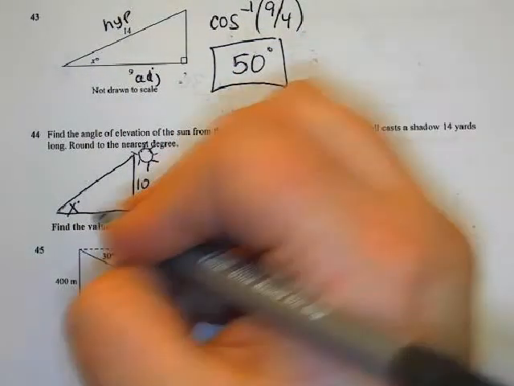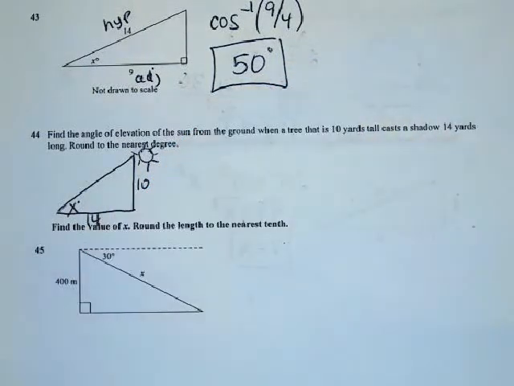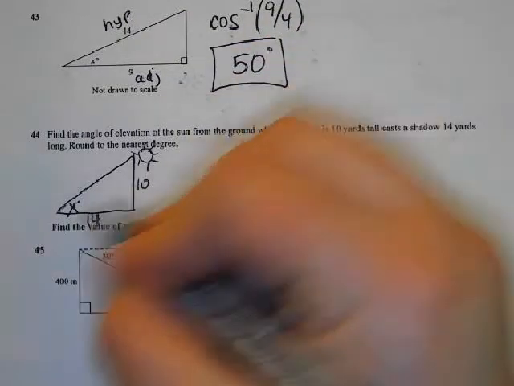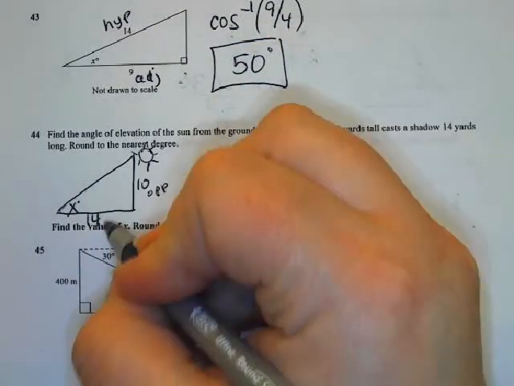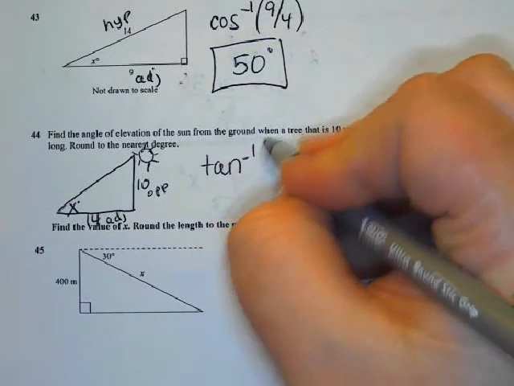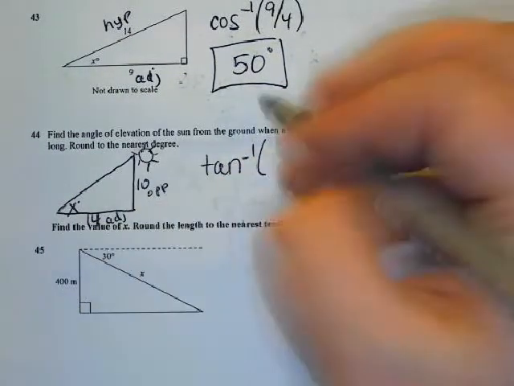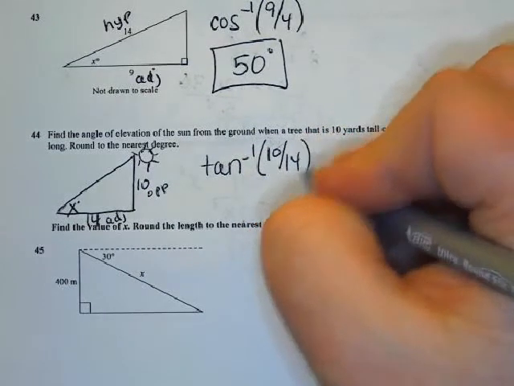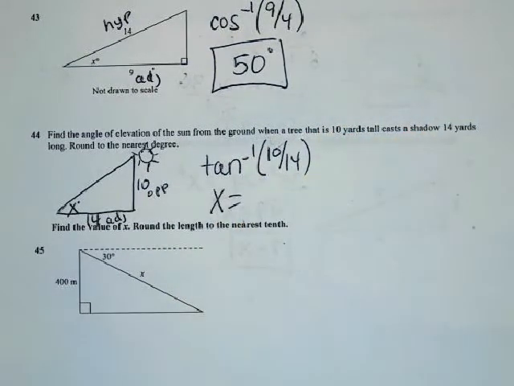Alrighty, so in this picture we have the opposite and we have adjacent. So this is tangent. What has the tangent of 10 over 14? So second tan in our calculators, 10 divided by 14 is 35.5, so we'll round that to 36 degrees.